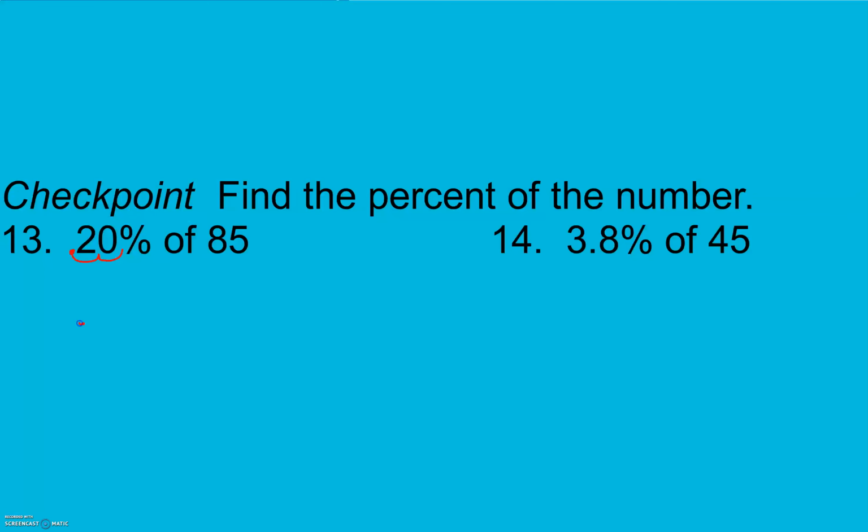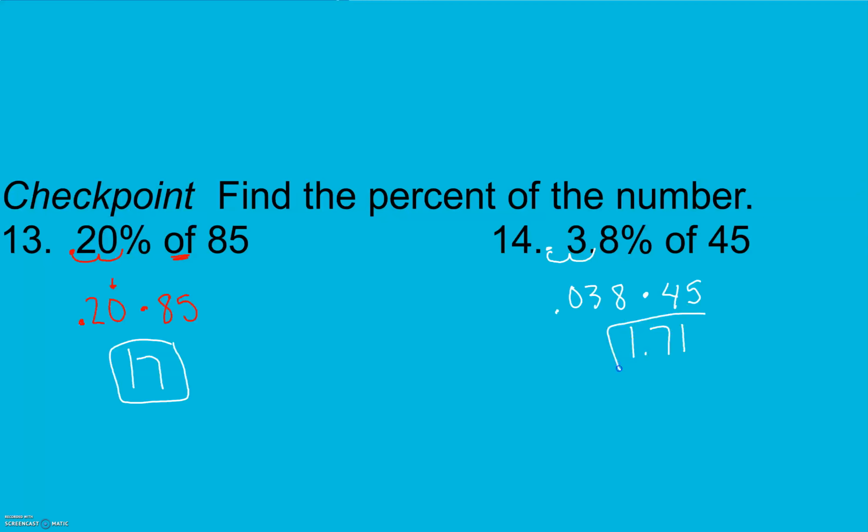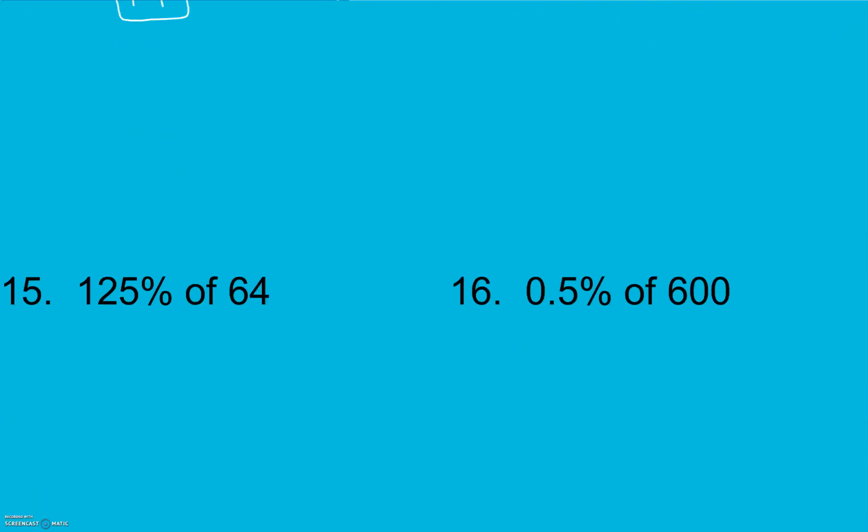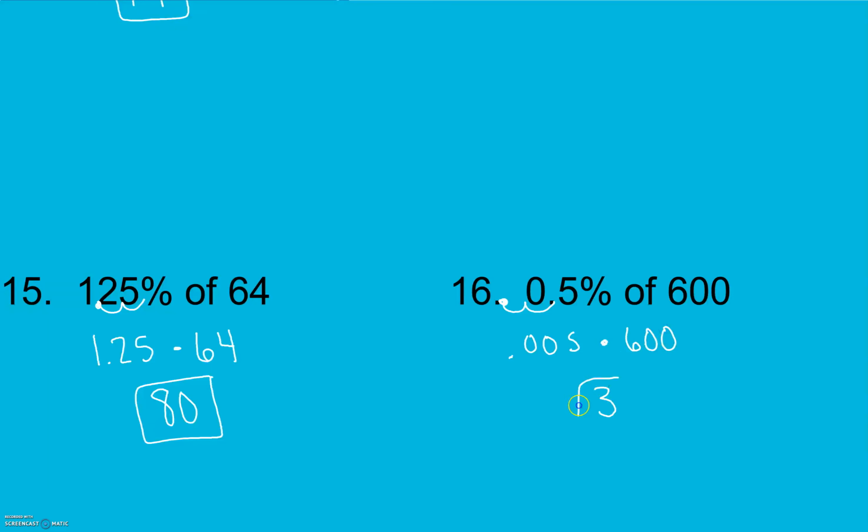20%, 2 places, is 0.20. This 0 we wouldn't need, but you can have it. Of means times 85. When we multiply here, we're going to get 17. 2 places, 0.038 as a decimal. Of means times 45. This is going to give me 1.71. 125%, 1.25. Of means times 64. It's going to give me 80. 2 places again. 0.005 of means times 600, and I get 3.